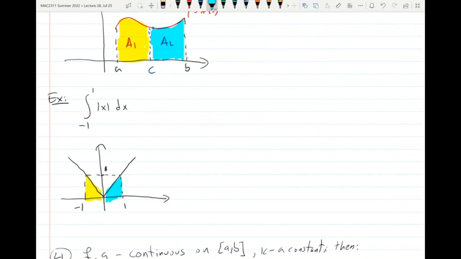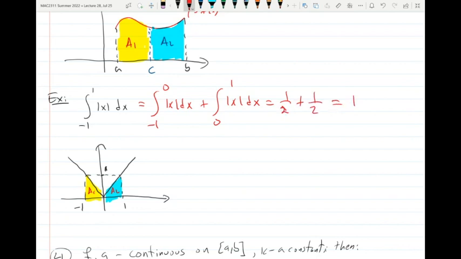So you can think of this as the integral from -1 to 0 of the absolute value function plus the integral from 0 to 1 of the absolute value function. Now, the first one is this A1, the second one is this A2. So what is this? That's 1 times 1 divided by 2. So it's going to be 1/2 plus 1/2. So the answer is 1. Again, numbers are positive because everything is happening above the x-axis.